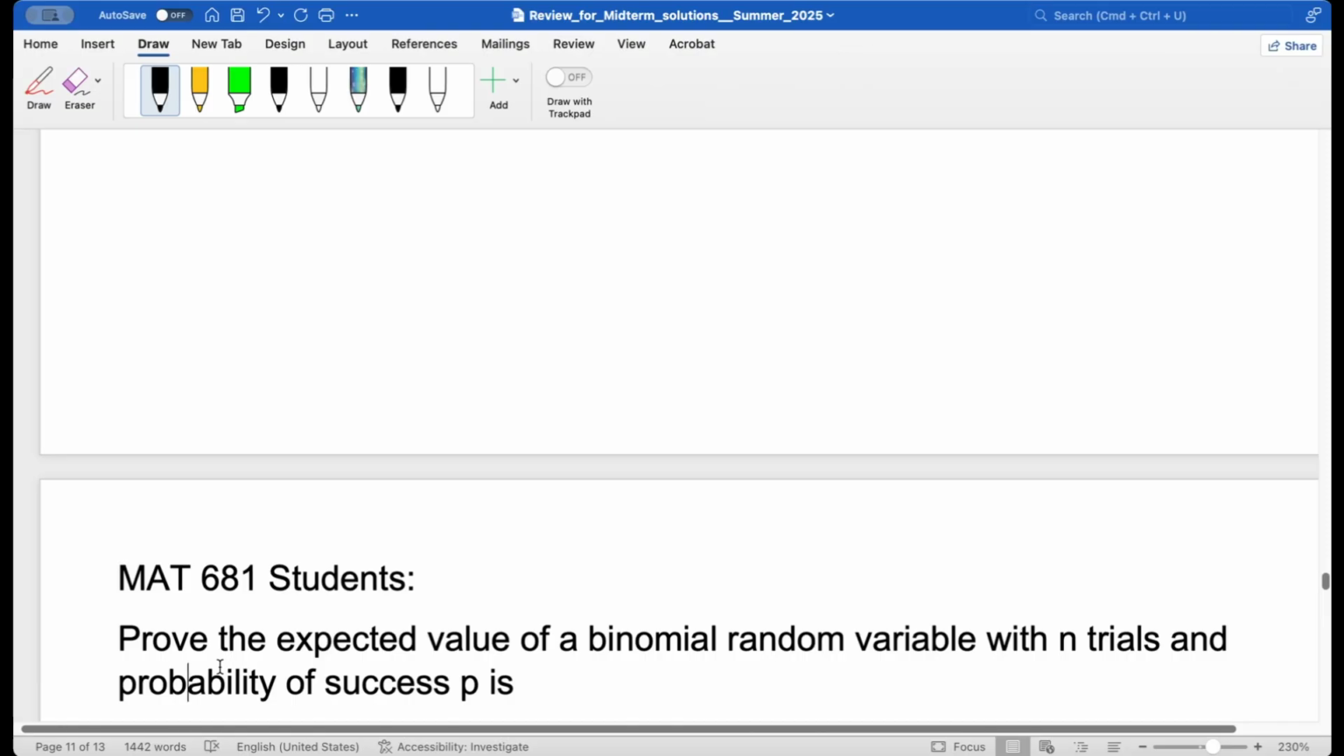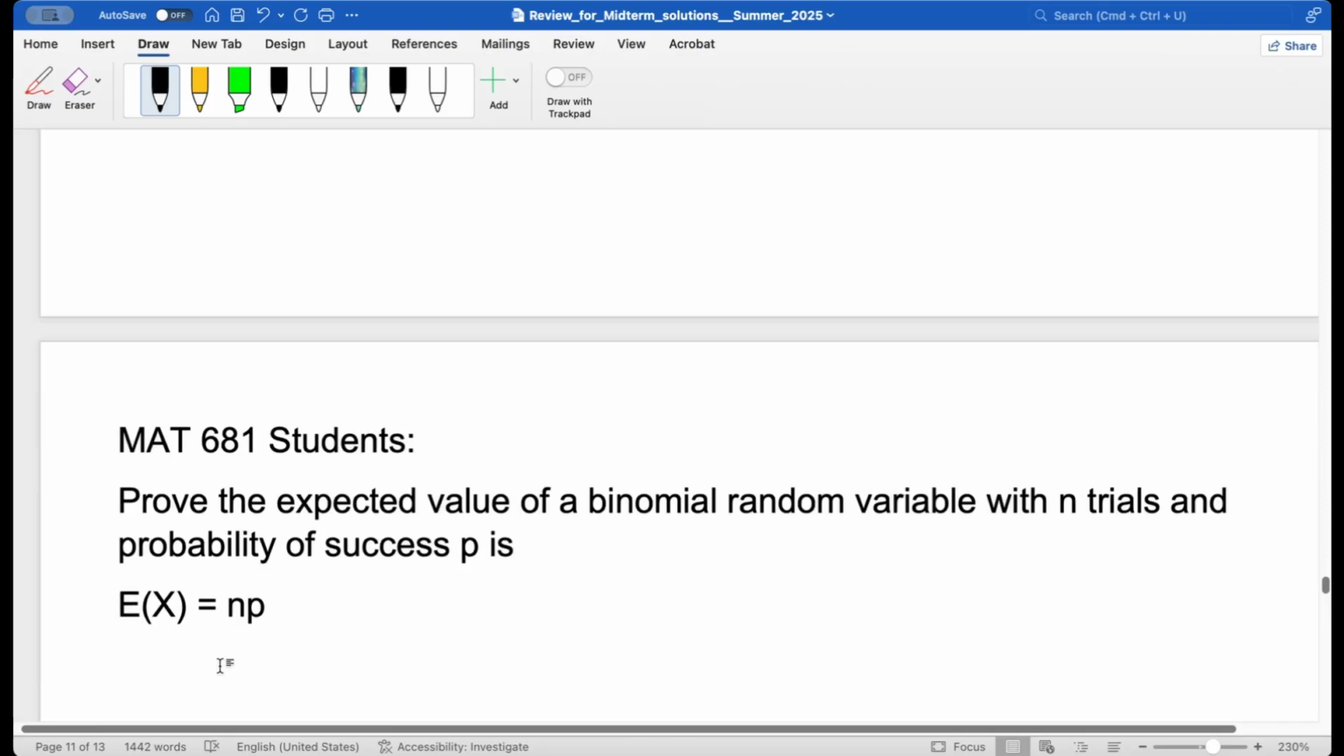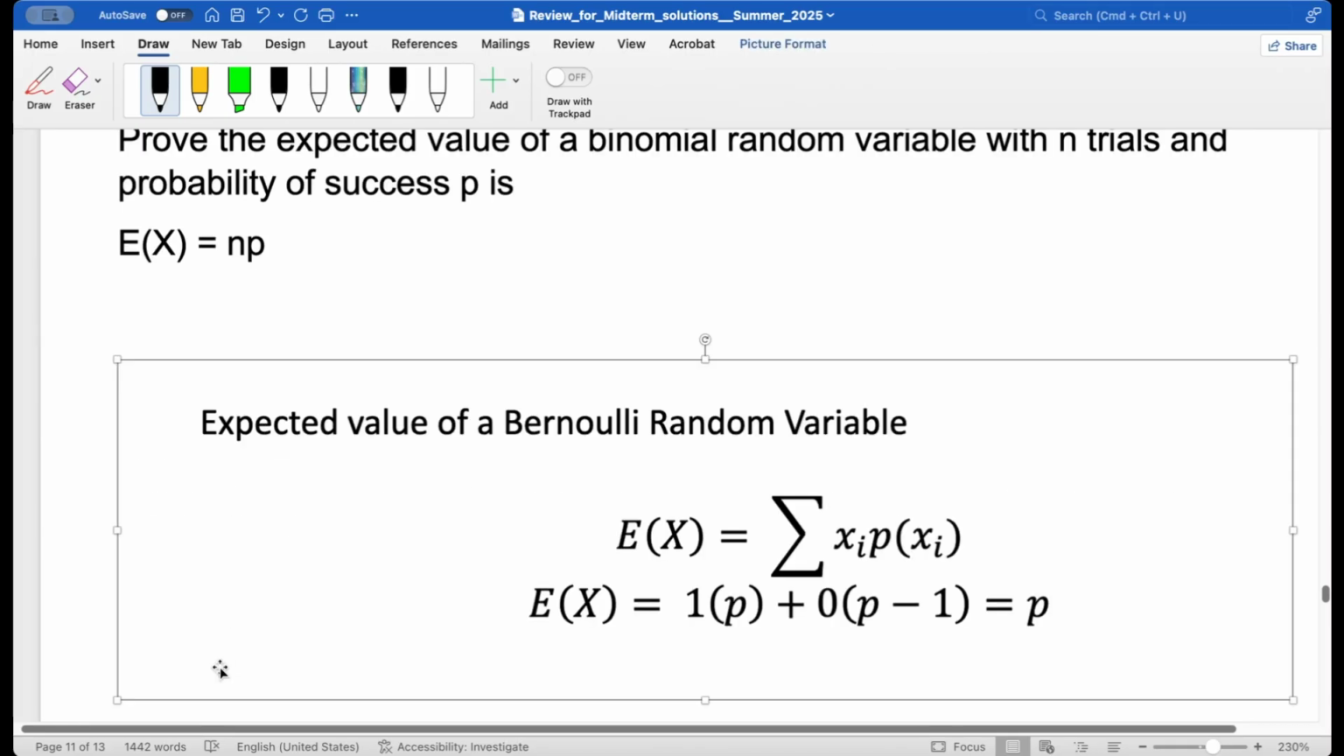All right, this is going to be one extra question for the graduate students. It will involve some type of proof of expected value or variance. In this case here, we're asked to prove the expected value of a binomial random variable with n trials, and probability of success p is n times p. The expected value of a Bernoulli random variable is p. And then we're going to view a binomial as a sum of Bernoullis, and then we just add that up.